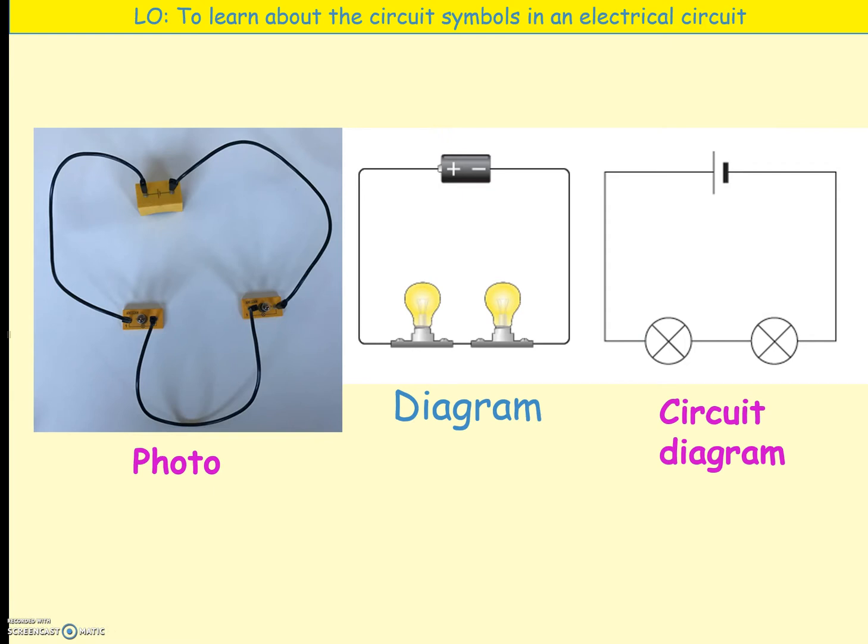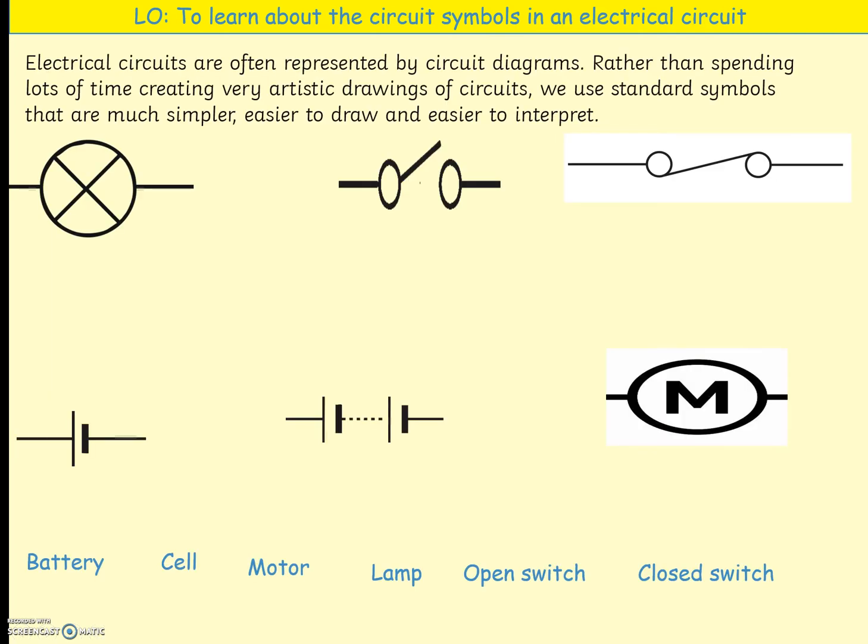So, why do we want to use circuits? Circuits help us to simplify things. If we were to try to draw these wires, it could get messy very easily. So instead of having to draw the diagram, we use representations or symbols. So this is the symbol for the lamp, and that's the symbol for the cell, as we've already discussed. So we don't want to spend lots and lots of time creating very artistic drawings of circuits. We use standard symbols that are much simpler, easier to draw, and easier to interpret.